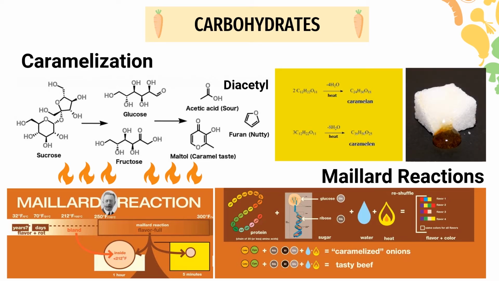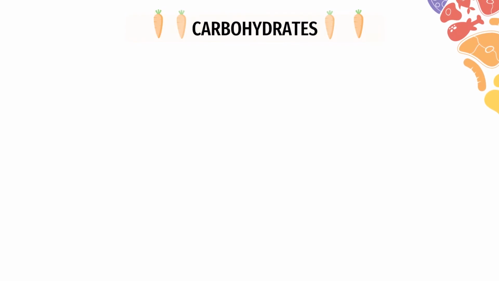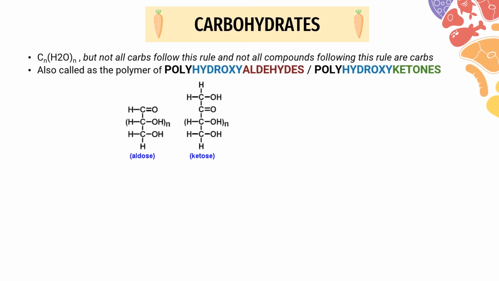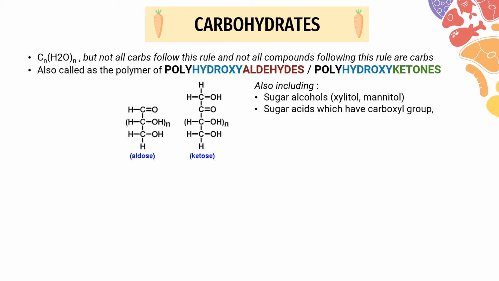Okay, next. So what is carbohydrate anyway? By its chemical structure, carbohydrate can be defined as the polyhydroxyaldehyde or polyhydroxyketones and their polymer. Included in this definition are sugar alcohol, sugar acids, or sugar structure which have carboxyl group, deoxy sugar, amino sugar, phosphorus sugar, sulfur sugar, and ribose.